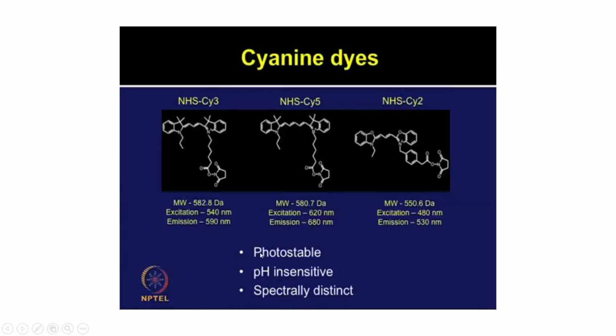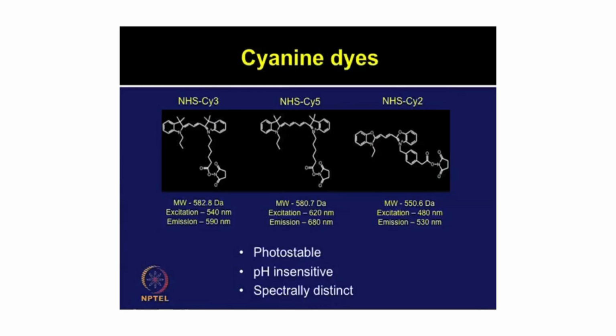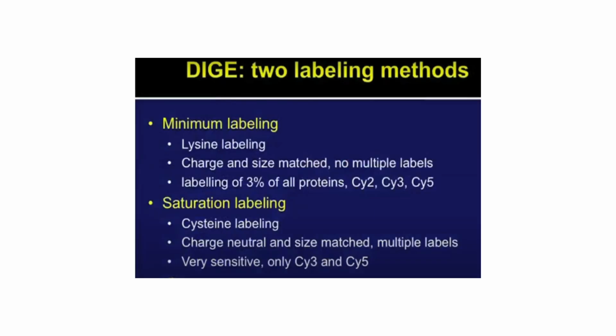And there are certain more advantages: they are photostable, and they are pH insensitive. So if there is a change in pH, it will not affect them, and they are spectrally distinct as well. That's what spectrally distinct means: the excitation and emission is different. There are 2 labeling methods basically. As I said, in this technique, we need to do labeling first, labeling with these specific dyes. In order to label them, there are 2 different techniques: minimum labeling and saturation labeling. Generally, minimum labeling is used, but in some cases, saturation labeling is also used.